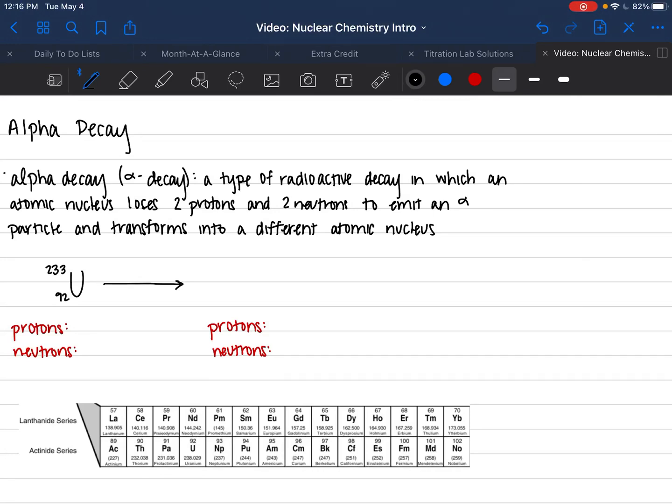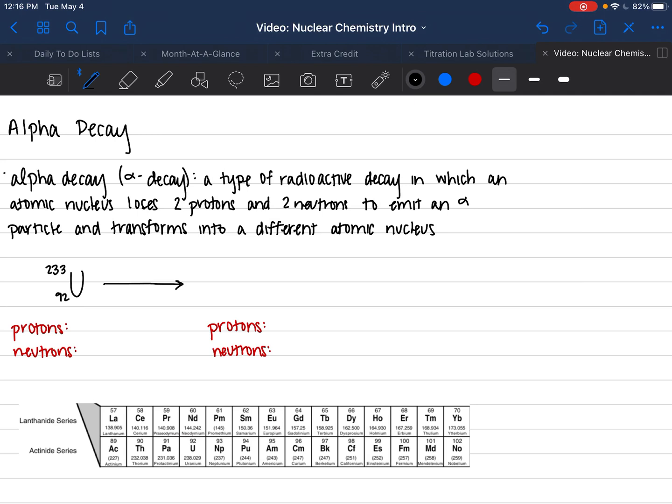In continuing our lessons on nuclear chemistry, today we're going to talk a little bit about alpha decay in this video. So alpha decay, which you can also see represented by that lowercase alpha sign from the Greek alphabet, is a type of radioactive decay in which an atomic nucleus loses 2 protons and 2 neutrons to emit an alpha particle and transforms into a different atomic nucleus.